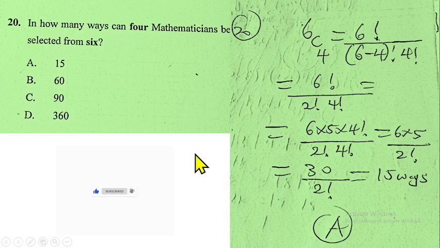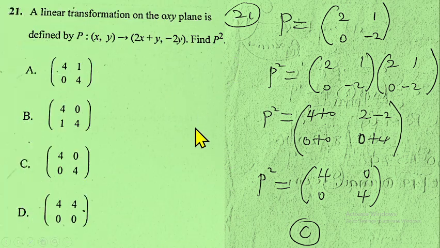So without wasting much of our time, let's jump to question number 21. This question is from linear transformation. A linear transformation on the OXY plane is defined by P such that P of (x, y) is equal to (2x plus y, minus 2y). You have to find P squared. So this can be written in the matrix form.